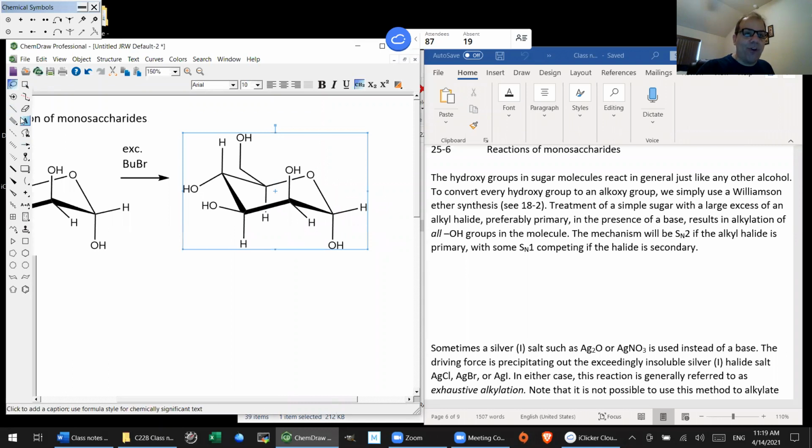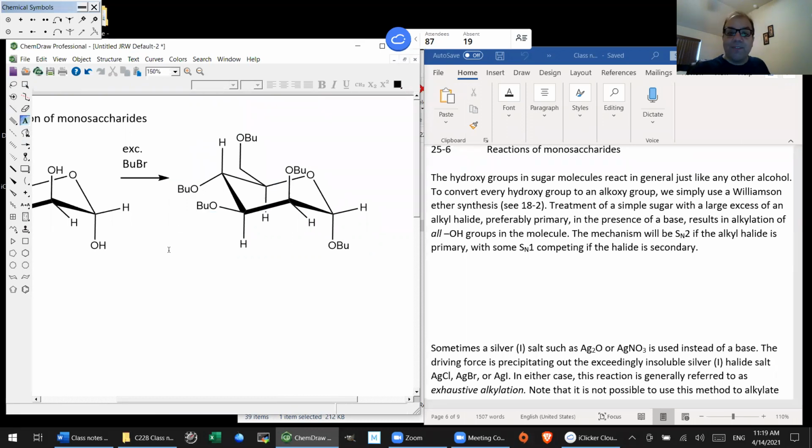So you'll go from OH to O-butyl for all of them. Then I go OBu for O-butyl. This one, that one, that one, that one, and that one. So that would be the product that you'd get. The mechanism, they're all SN2 reactions.